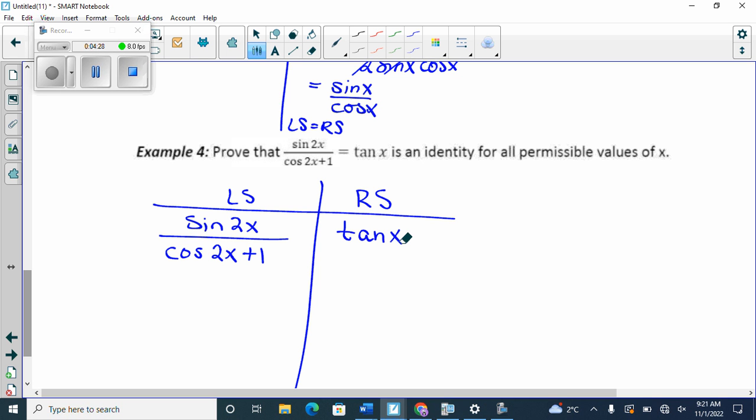So sine 2x is 2 sine x cos x. This one is sine x over cos x. So when I look at the top here, I need the 2 cos x to go away. So I'm probably going to need the formula that has 2 cos x, which is the second one: 2 cos squared x minus 1.